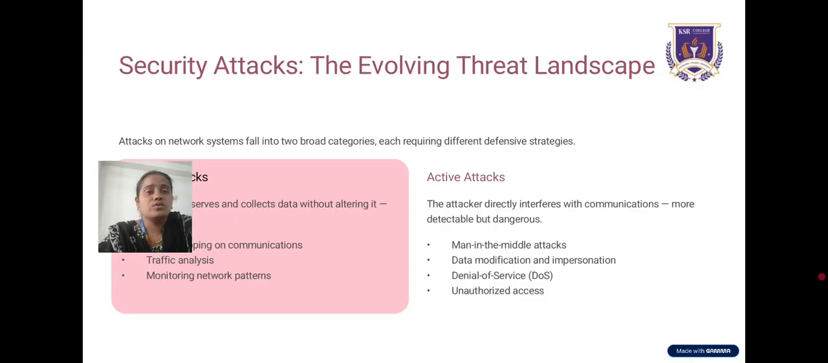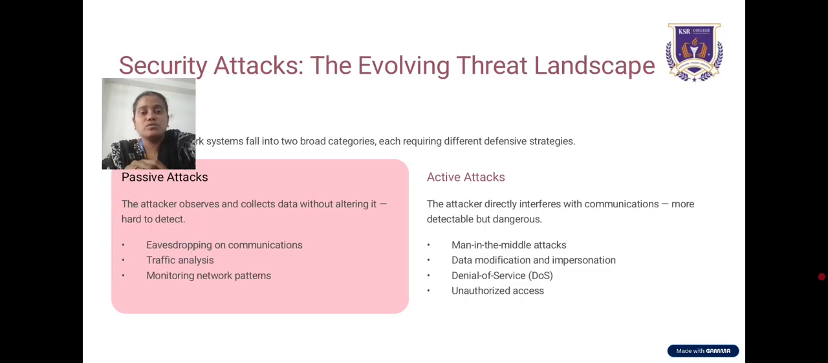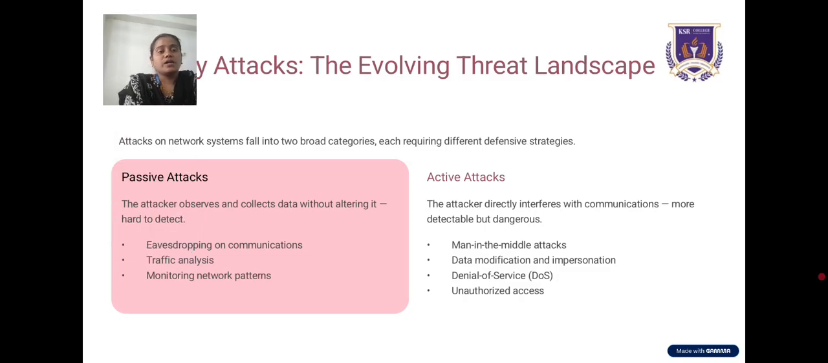Second one is security attacks. Attacks on network systems fall into two broad categories. First one is passive attacks. Second one is active attacks. Passive attacks means the attacker observes and collects data without altering it. The following points are there. First one is eavesdropping on communications. Second one is traffic analysis. Third one is monitoring network patterns.